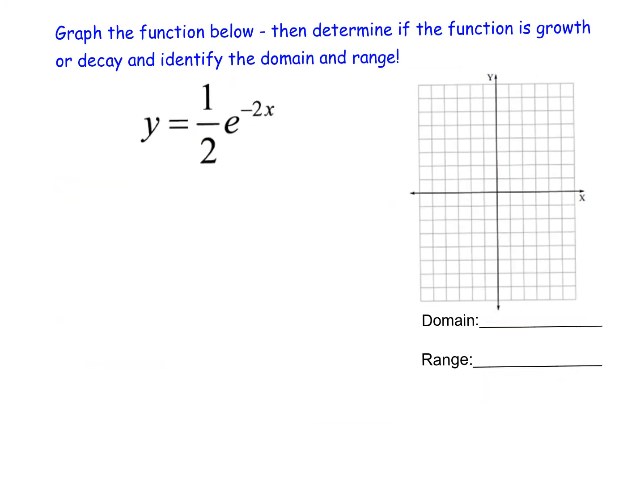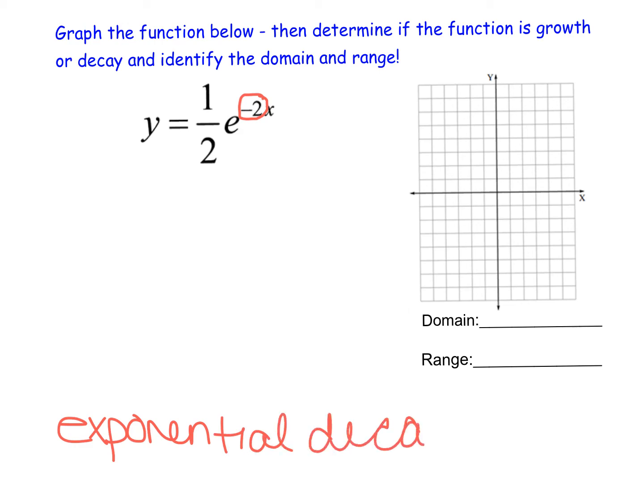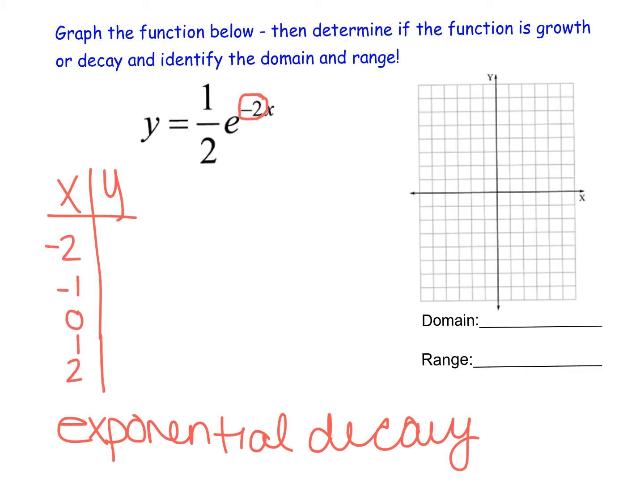So let's look at one more example here. So here we notice that our r value is a negative 2. So I'm already expecting that because my r value is a negative 2, because r is negative, I'm going to see exponential decay. So that's kind of what I'm expecting to see here, but we'll see what happens as we graph it. So I'm going to create my table of values here. So I have negative 2, negative 1, 0, 1, and 2.